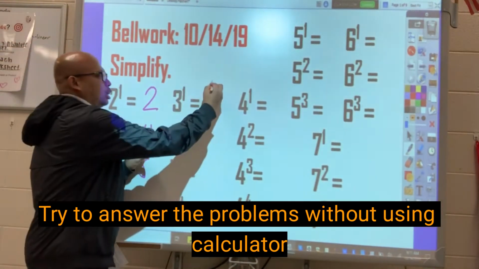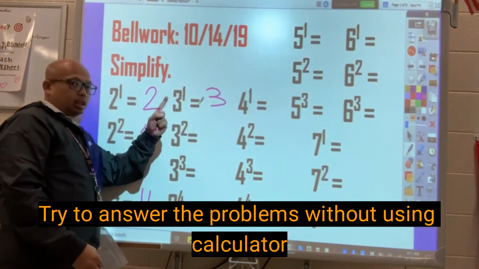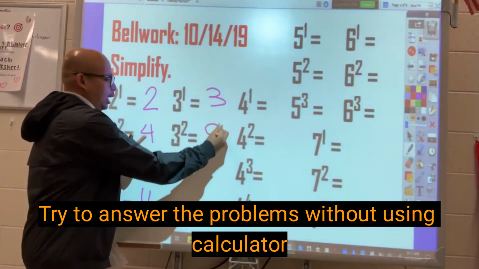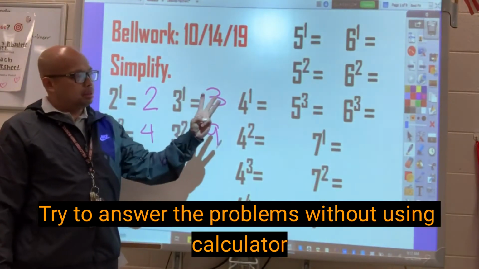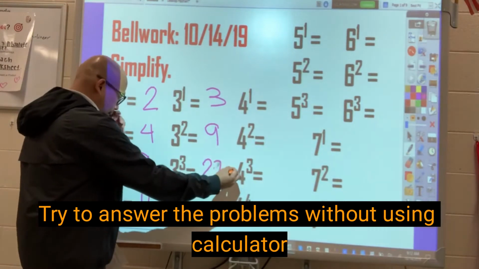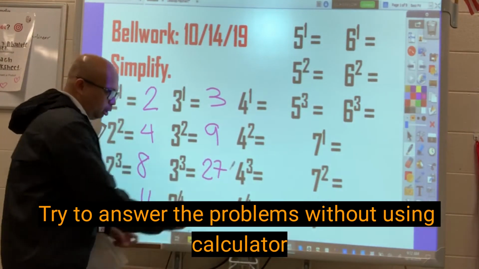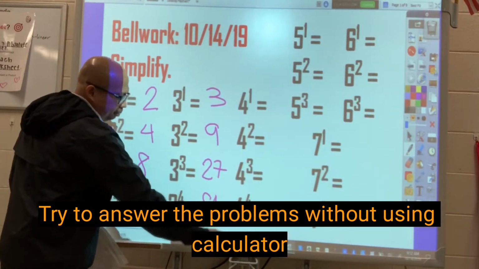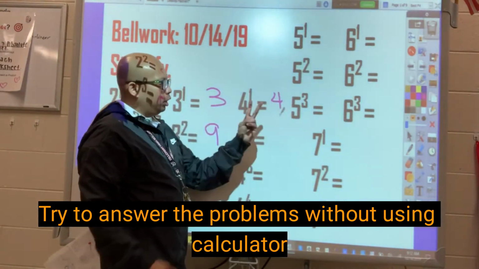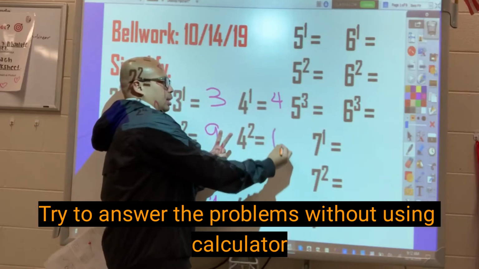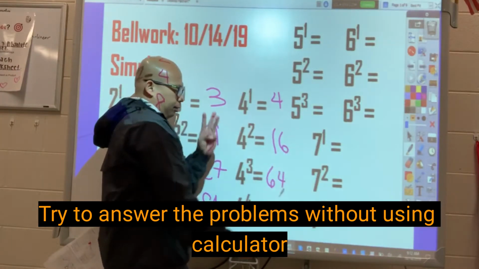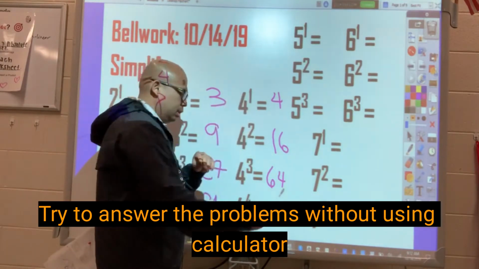3 to the 1, it's going to be 3. 3 to the 2nd, not 6. 3 times 3 is going to be 9. 3 times 3 times 3, if the previous one is 9, times 3 will be 27. And times 3 again will be 81. 4 to the 1 is 4. You multiply it by 4 for the 2nd time will be 16. So the 3rd one will be 64. And for the 4th one, it's 256.